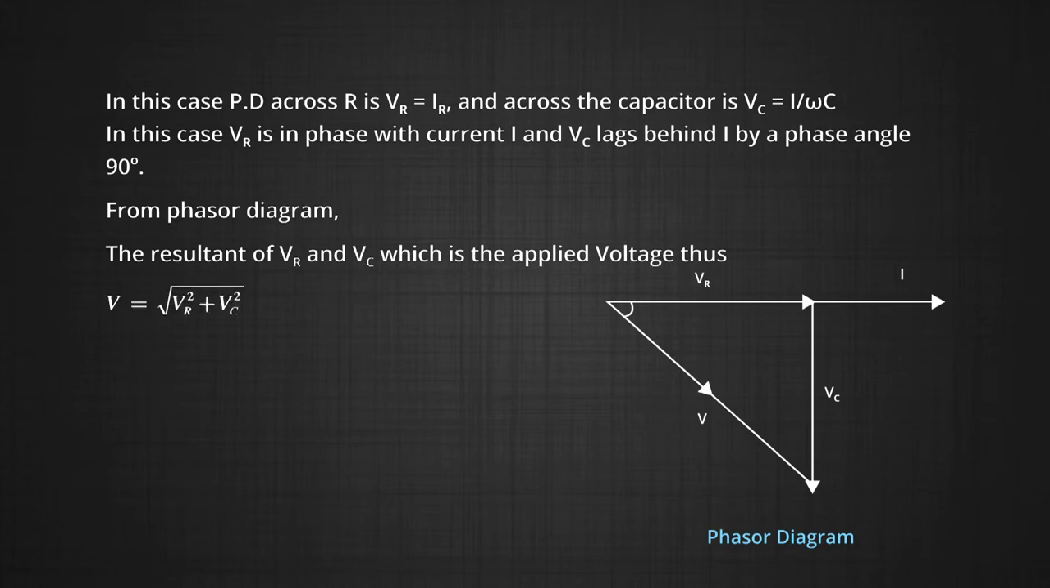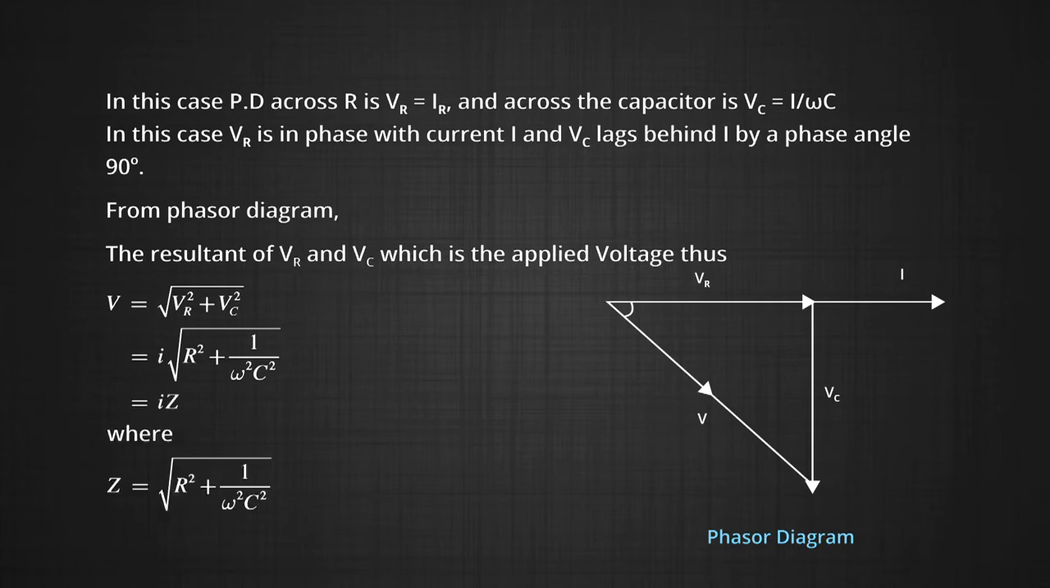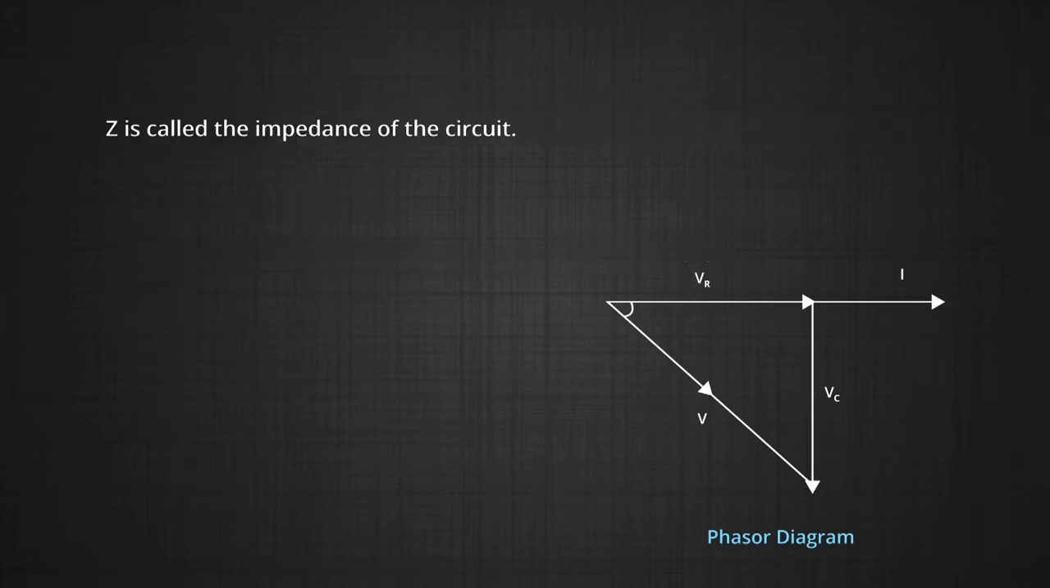From the phasor diagram, the resultant of V R and V C, which is the applied voltage, thus V is equal to under root of V R squared plus V C squared, that is equal to I under root of R squared plus 1 upon omega squared C squared, that is again equal to I Z, where Z is equal to under root of R squared plus 1 upon omega squared C squared. Here Z is called the impedance of the circuit.